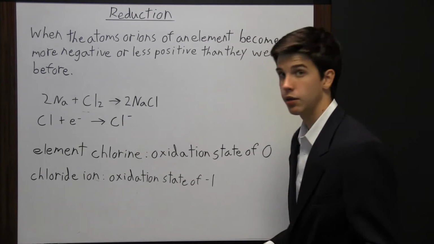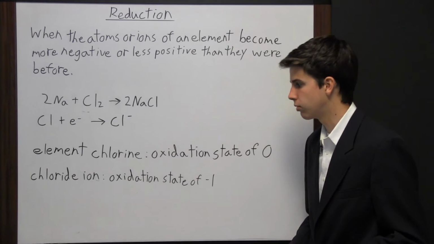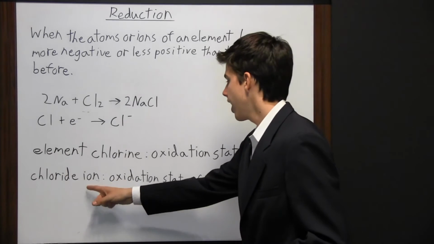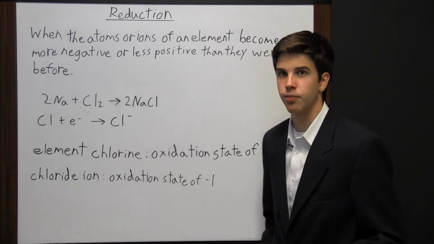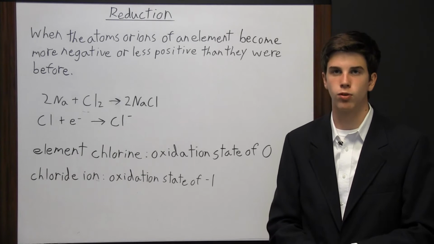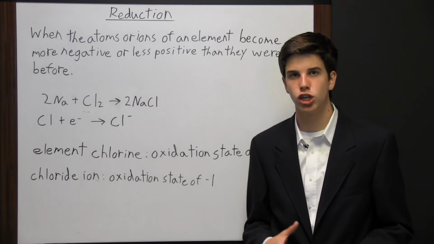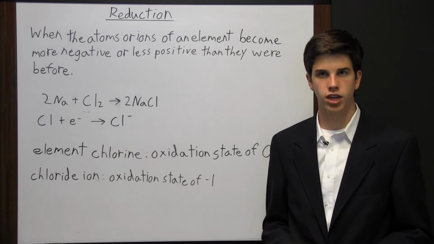Now, the element chlorine has an oxidation state of 0. And that's because all elements in their natural state have oxidation numbers equal to 0. Now, the chloride ion has an oxidation state of -1. So the net change of oxidation for chlorine is in the negative direction. So by definition, chlorine is reduced here.